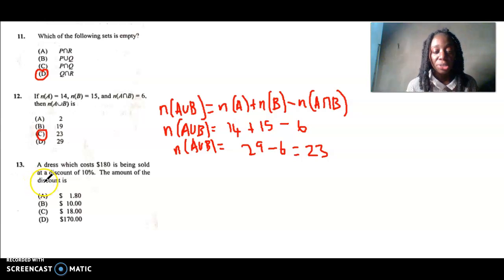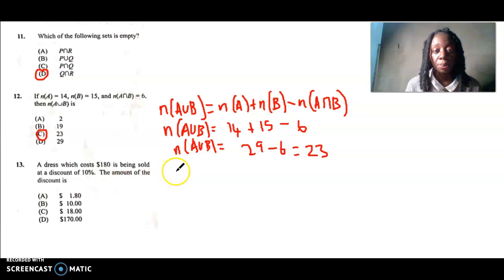Alright, so question 13. A dress which costs $180 is being sold at a discount of 10%. So please note that a discount is a reduction in the original value. Alright, so the dress costs $180 and of course a 10% discount is being offered. The amount of discount is what we need to find.